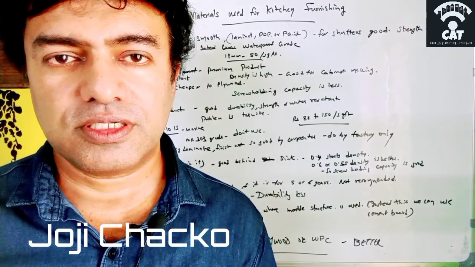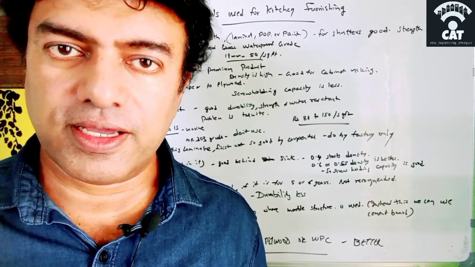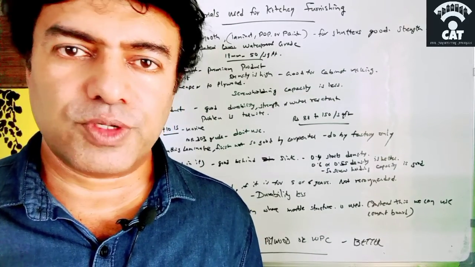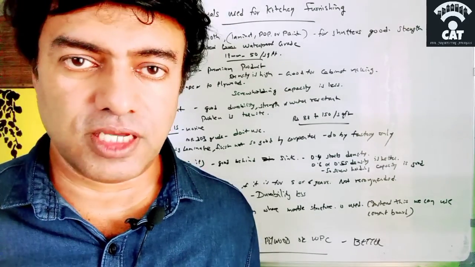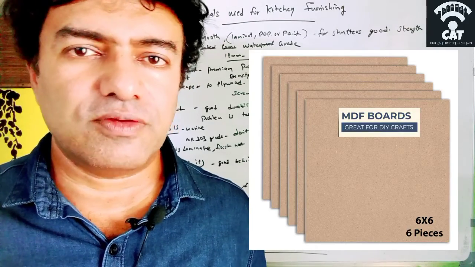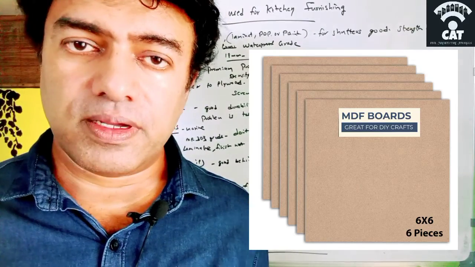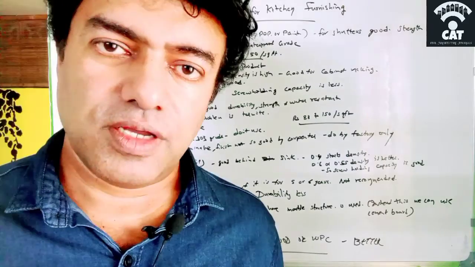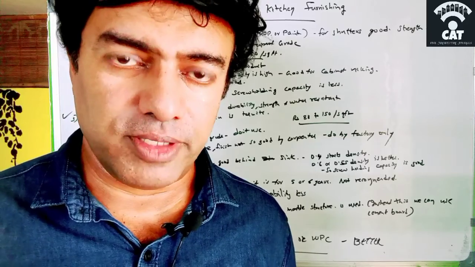Today's subject is the different types of materials that we are using for kitchen furnishing. As we know, there are a lot of materials available for that. The first one is, of course, MDF, which is called medium density fiber. It is very smooth, and the density is very less. There are two types of MDF available. One is interior type or commercial type, and the other is waterproof type. So it is always better to use the waterproof type MDF.